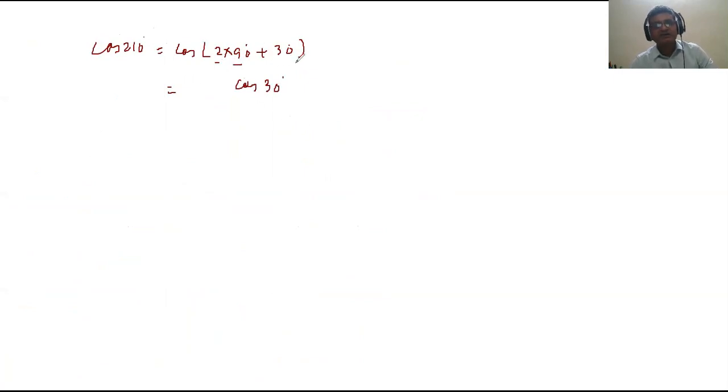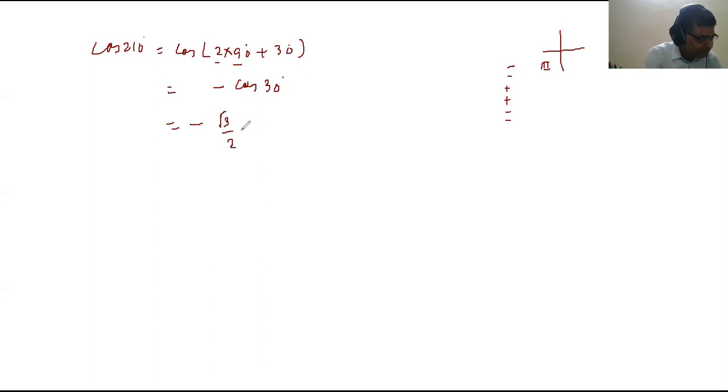Now you can see that it is in the third quadrant, because it is more than 180 degrees. In the third quadrant, you know that only tan and cot are positive. So in this case, this is going to be negative. And you know the value of cos 30 degrees is root 3 by 2. So this is going to be minus root 3 by 2.